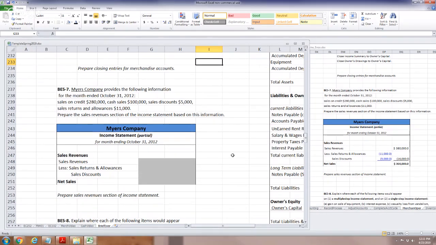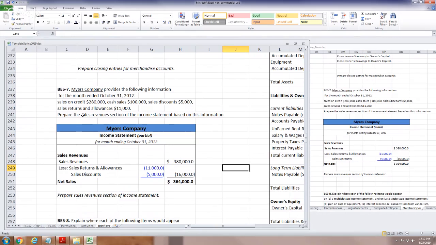Myers Company provides the following information. Credit sales, cash sales, so it's not as obviously credit, all revenues are counted, cash or credit. You have a sales discount of minus 5,000, less returns and allowances of minus 11,300. And this is the sum of two numbers, 280,123 and 100,123. That's minus 16 equals the sum, which is your net sales.